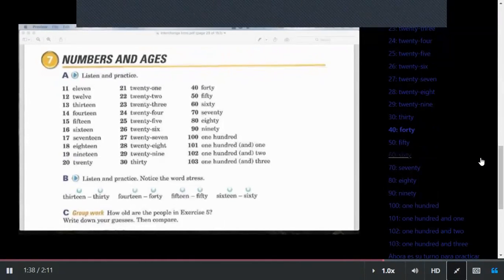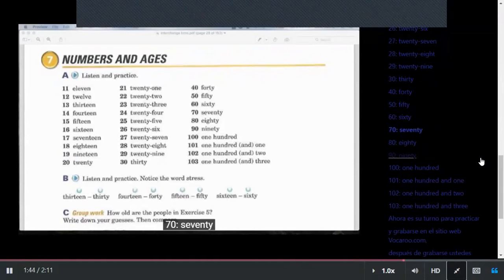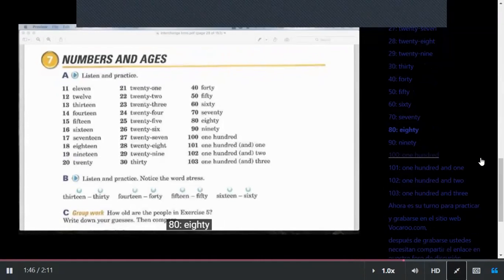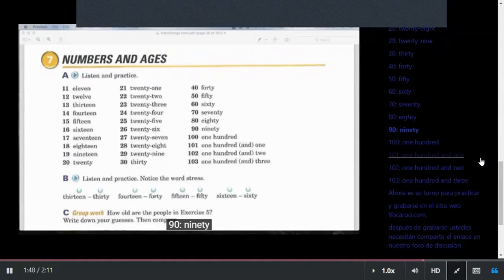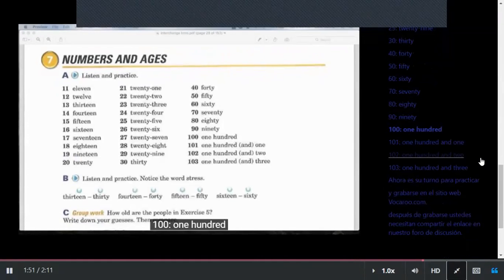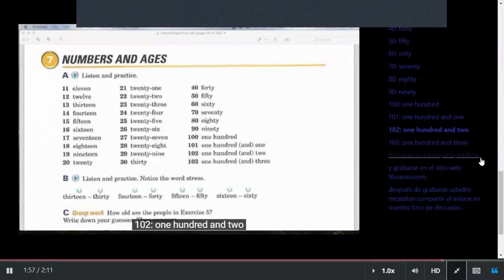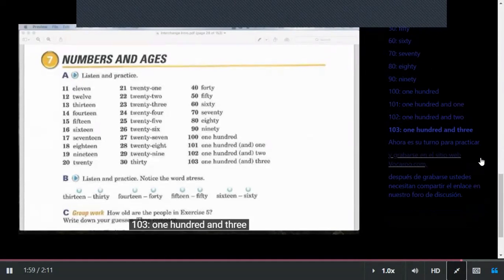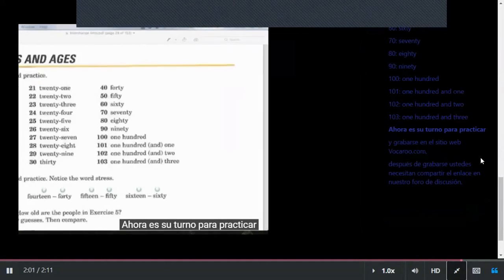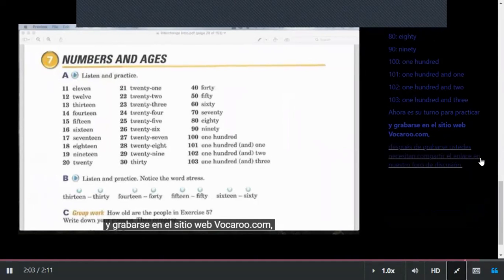40, 50, 60, 70, 80, 90, 100, 101, 102, 103. Now is your turn to practice and record yourself on the website bookroo.com.